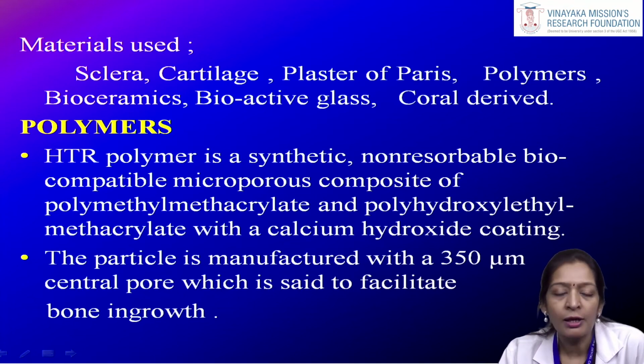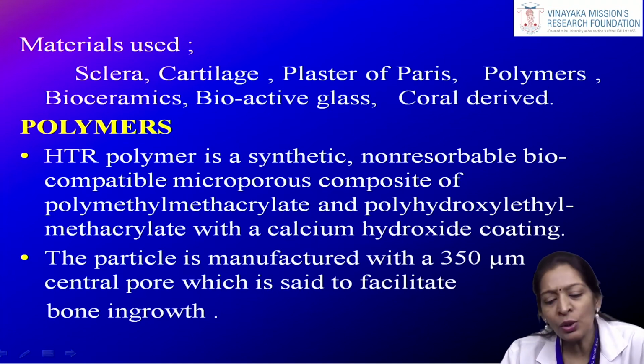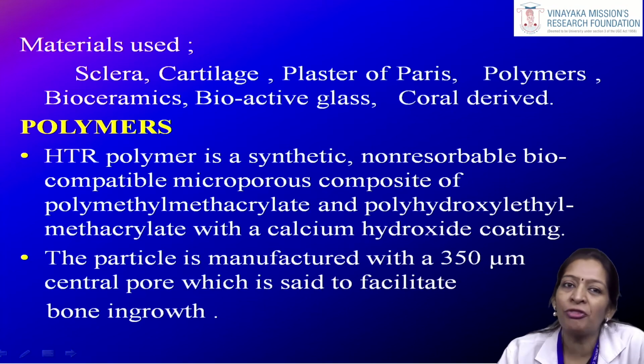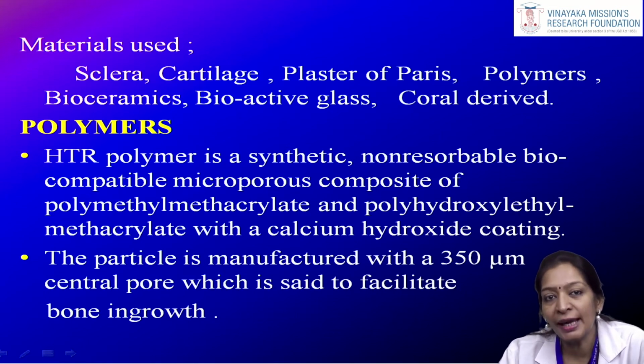Recently, polymers, bioceramics and bioactive glasses are used. What are polymers? HTR. It is called hard tissue replacement polymer. That is a synthetic, non-resorbable, biocompatible microporous composite of polymethyl methacrylate and polyhydroxyethyl methacrylate with a calcium hydroxide coating. Even though it is a non-resorbable bone graft, it is biocompatible. For giving a good framework, this can be used. This particle is manufactured with a size of about 315 microns and a central pore which is used to facilitate the ingrowth of the bone.